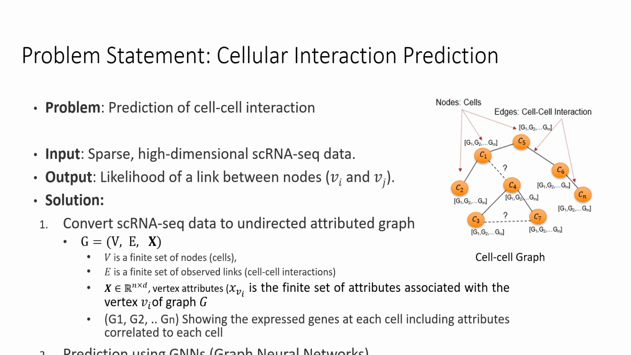In other words, the formal problem statement is the prediction of cell-cell interaction. Given sparse, high-dimensional single-cell data, the output would be a predicted likelihood of a link between two cells. So our solution is divided into two main steps. First, convert single-cell data to an undirected attributed graph, and then predict using a graph neural network.